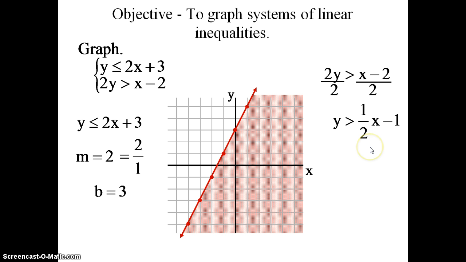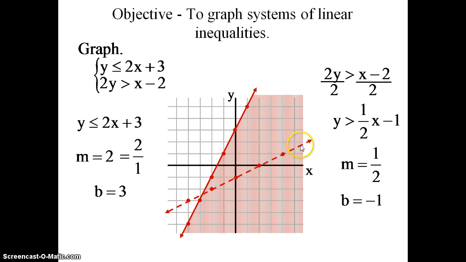And now we know our slope and our y-intercept. So m equals 1/2 and b equals -1. So we're going to begin here at -1 on the y-axis, and we're going to rise 1, run 2, rise 1, run 2, rise 1, run 2. And again, before we draw our line, we're going to look to see, is it going to be a dashed line or a solid line? And in this case, we have just a greater than symbol, which means I don't have an equal sign underneath it. So it's going to be a dashed line.